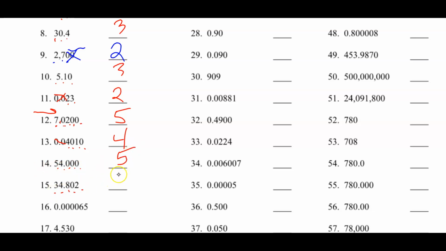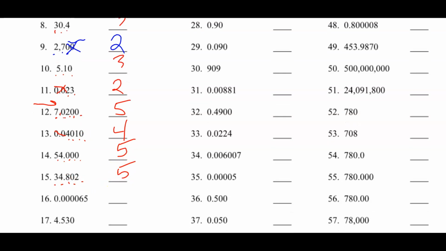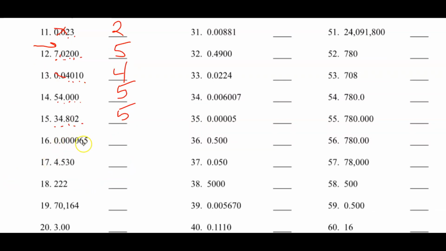Anytime there's a sandwich 0, it counts. Okay, now this one, what do you think? Do those zeros count? Decimal present, begin counting from the Pacific at the first non-zero. Those are all placeholders, only 2 sig figs in this number.